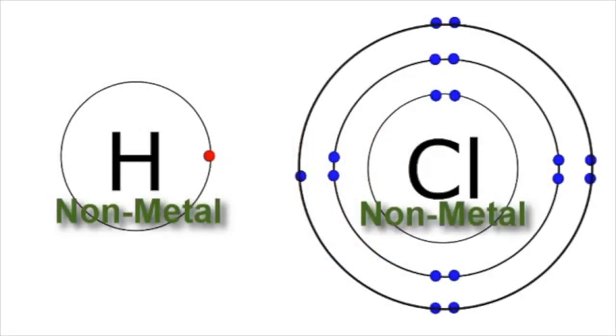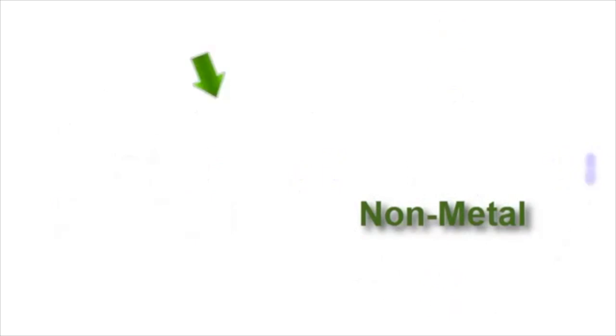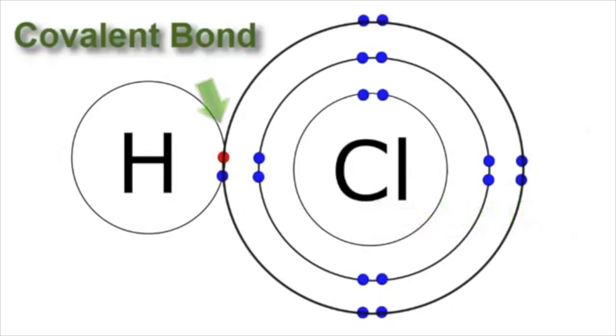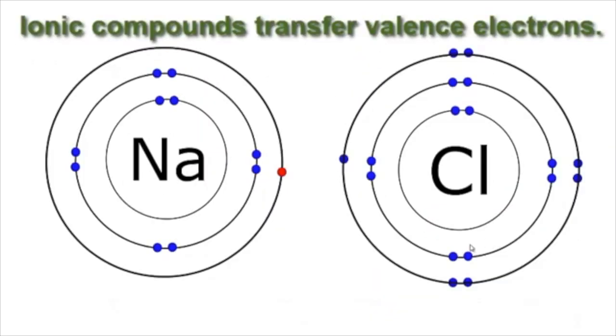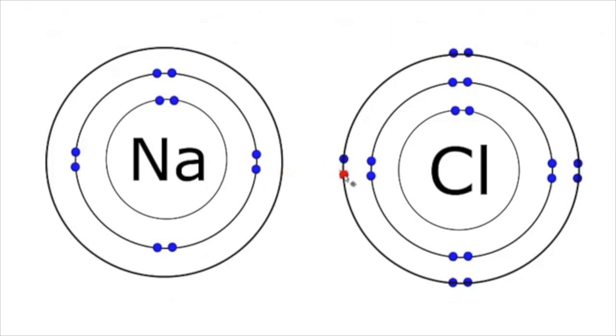Well, students, this is just the start of the story, because atoms can't become stable by sharing or transferring electrons unless they have another atom to do that with. So we'll be learning more about this in the weeks to come.